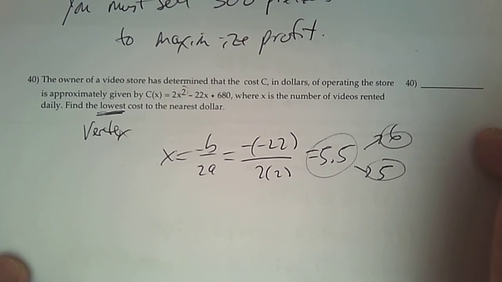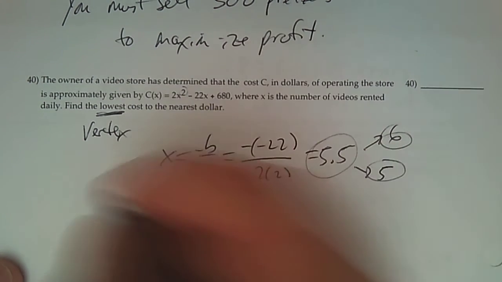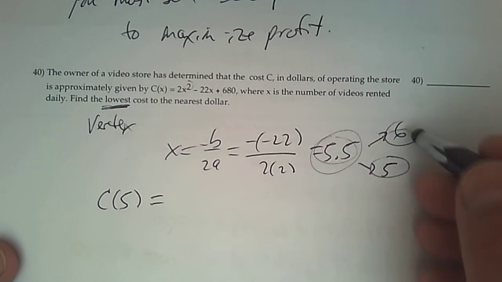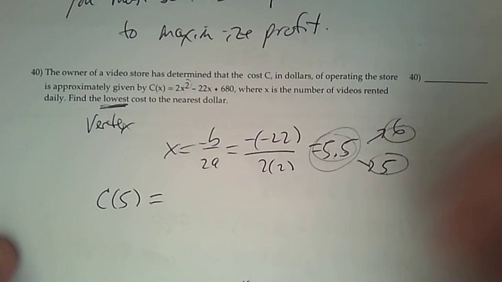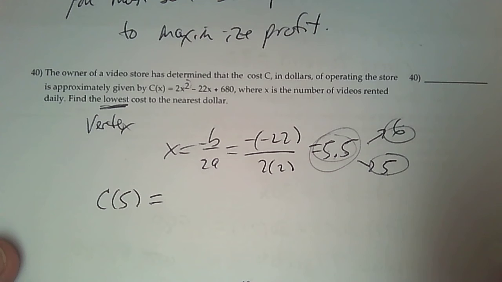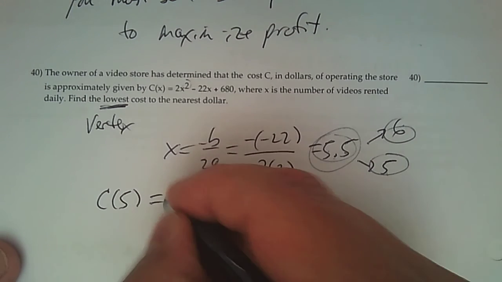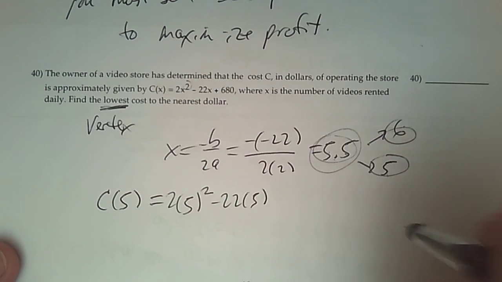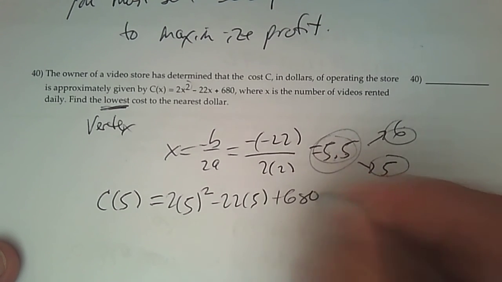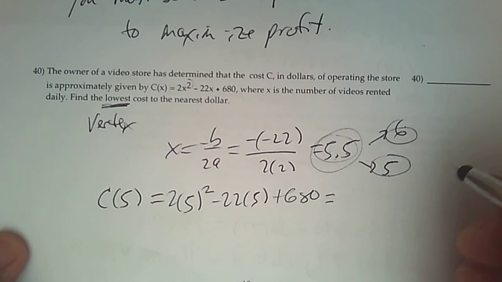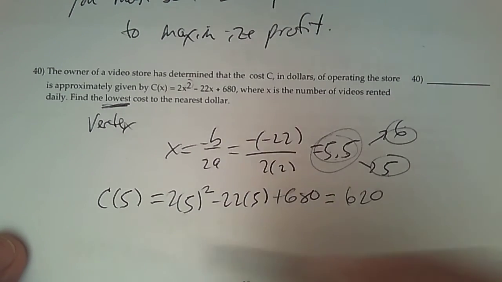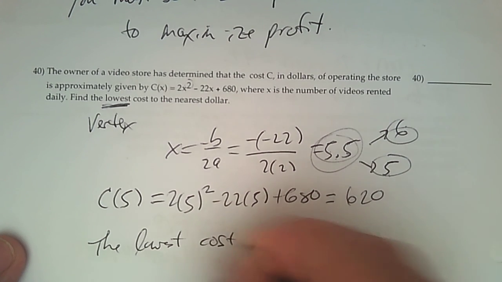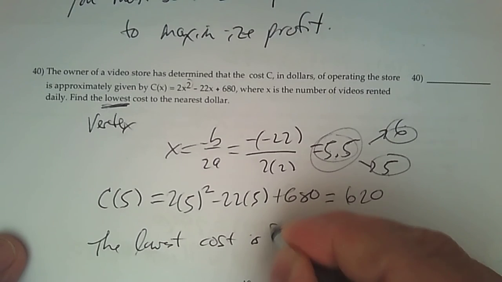Now both will give you the same answer for the lowest cost. So plug either one in, and because it's a parabola and symmetric around 5.5, both will give you the same answer, but don't plug in 5.5. Why? Because you can't rent half a video. So whole numbers, 5 or 6, give you the same answer. Plug it back in, because what I'm looking for is the lowest cost, not the number of videos rented. And use your calculator if you like. And that's $620. So the lowest cost is $620.